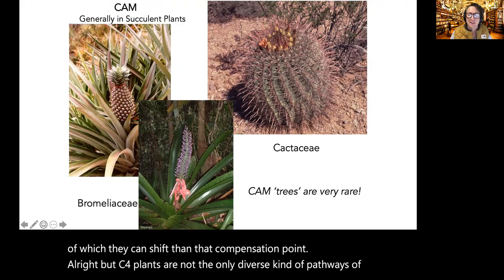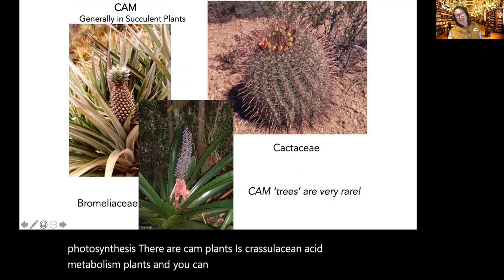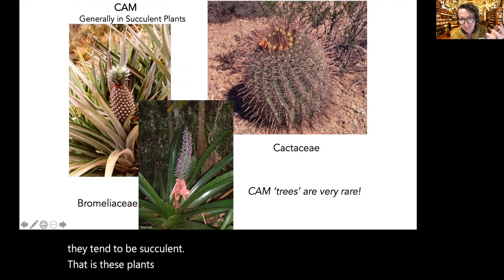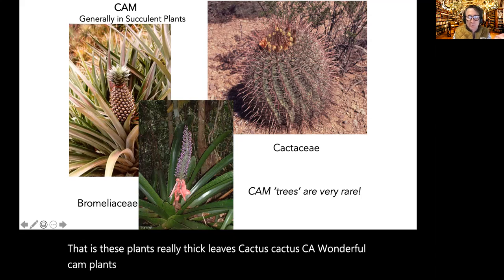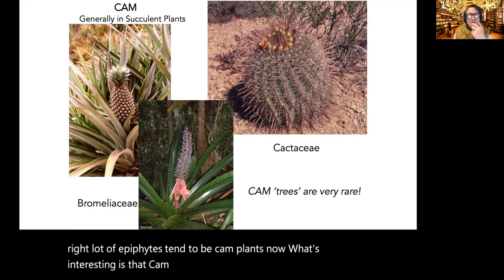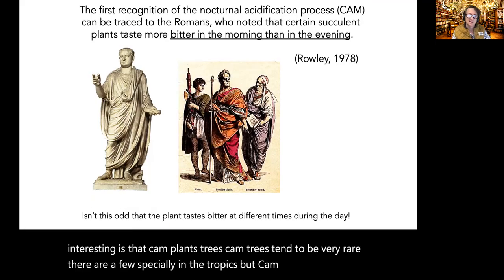There are CAM plants, crassulacean acid metabolism plants. You can tell CAM plants in general because they tend to be succulents, that is, plants with really thick leaves. Cacti, Cactaceae, are wonderful CAM plants. Bromeliads, maybe you've seen bromeliads, or pineapples. A lot of epiphytes tend to be CAM plants. What's interesting is that CAM trees tend to be very rare. There are a few, especially in the tropics, but CAM plants tend to be these succulent plants.